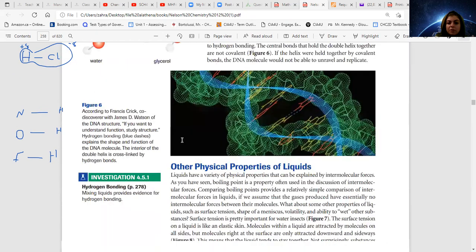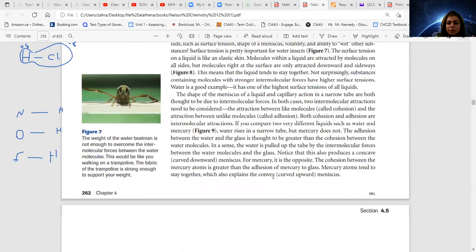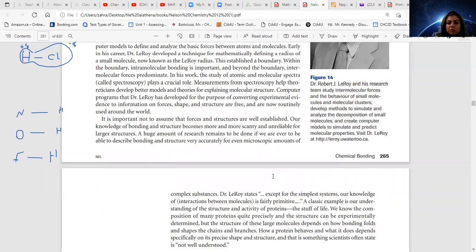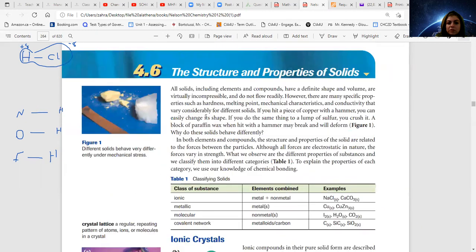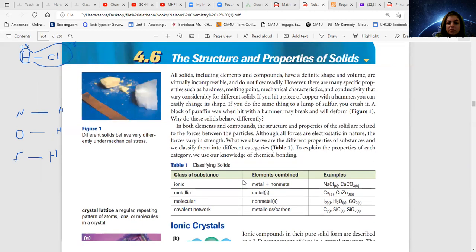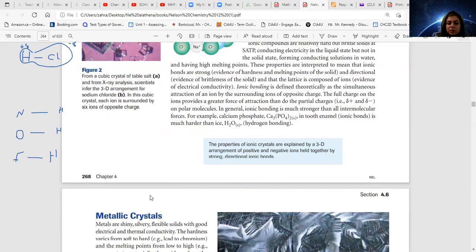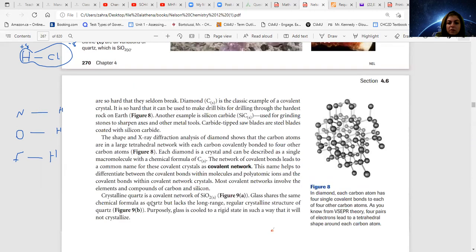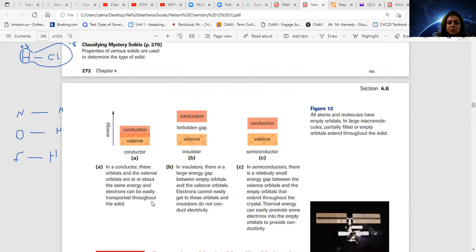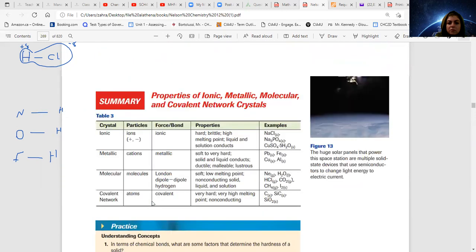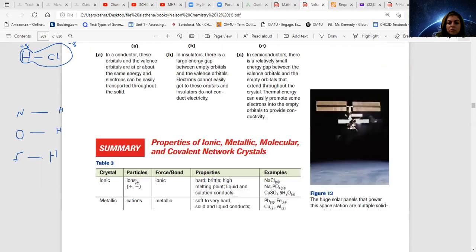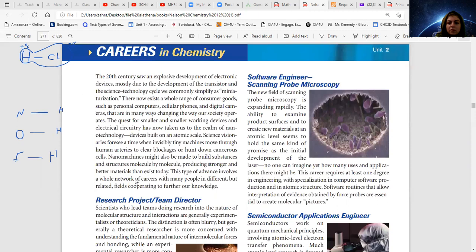For the other physical properties of liquids, I want you to go through that and read it yourself. Also, I want you to read the next concept, which is 4.6, the structure and properties of solids. This is page 268. You read all of these pages until page 272. And yeah, that's it.